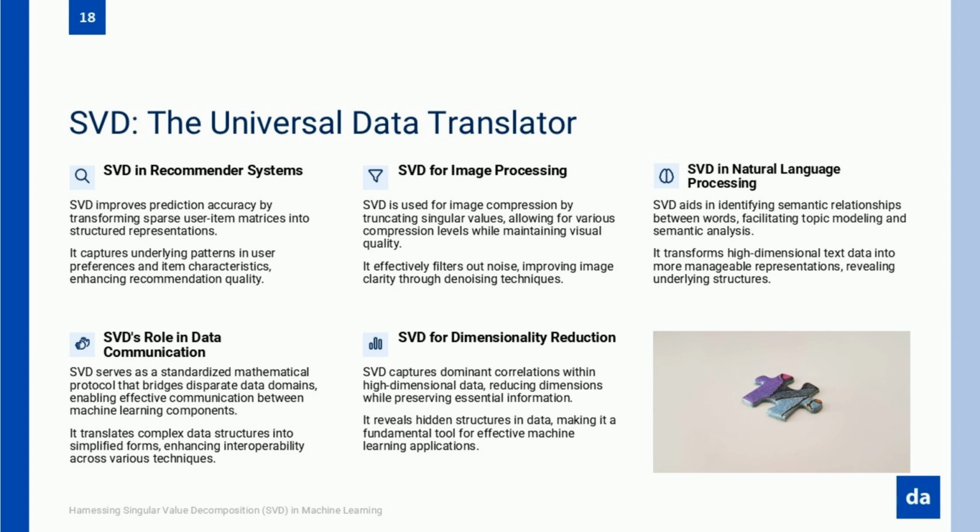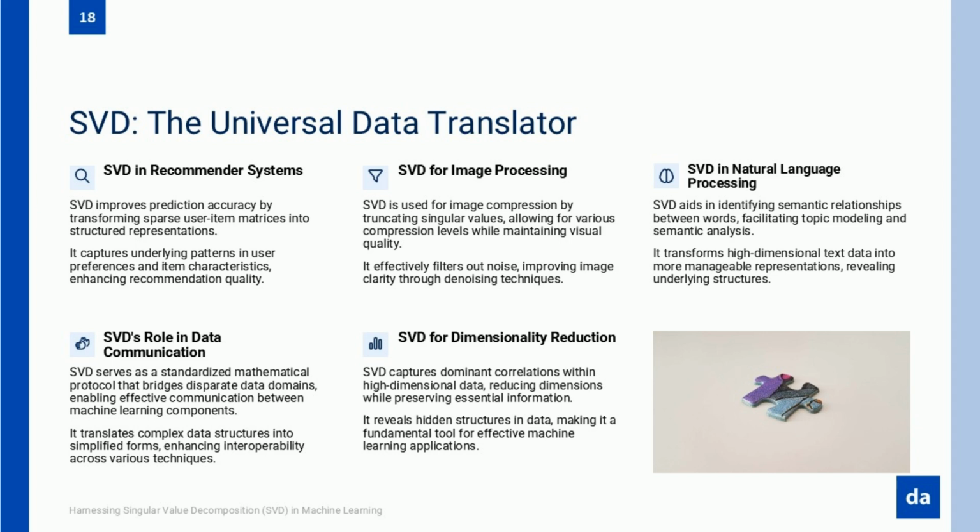The Netflix prize competition provides a perfect illustration of SVD's translational capabilities. Teams needed to bridge the gap between sparse user ratings and predictive models. SVD served as the intermediary, transforming an incomplete user item matrix into a structured format that revealed underlying patterns of movie preferences. This same mathematical approach extends across domains, from genomics data to financial transactions to sensor networks, always maintaining its fundamental structure while adapting to the specific characteristics of each domain.